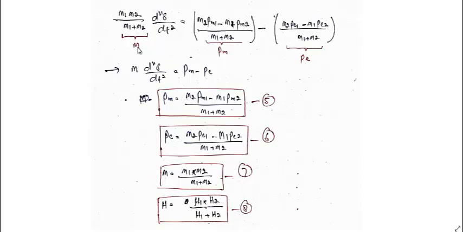So we can model this as M d²δ/dt² = PM − PE, where PM is equal to (M2 PM1 − M1 PM2) divided by (M1 + M2), and PE is all this whole value, PE = (M2 PE1 − M1 PE2) divided by (M1 + M2), and this M is equal to M1 M2 divided by (M1 + M2). Similarly, since they are related to each other directly, H is also equal to H1 H2 divided by (H1 + H2). This is how we can remodel, or find the equivalent of, a two machine model when they are not running coherently.